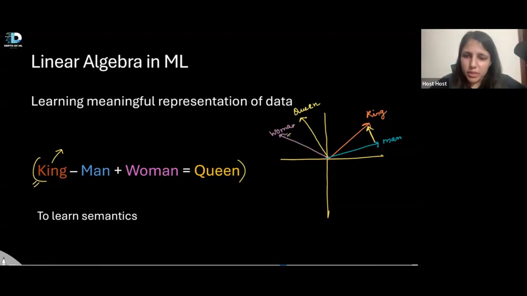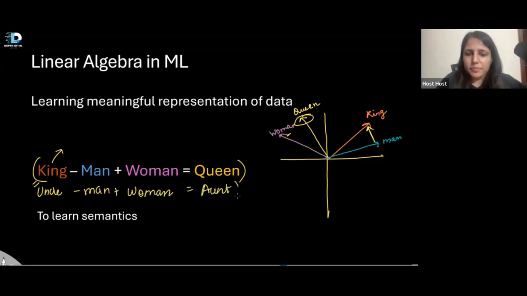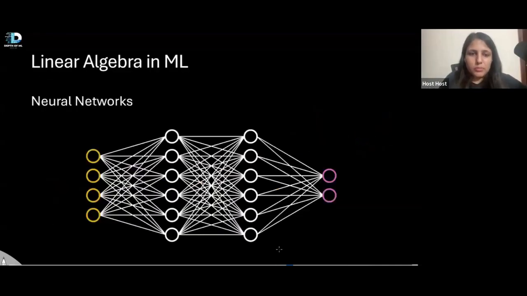So the difference between the vector representations for king and man, and when you add the woman vector to it, you actually get the queen vector. Or suppose instead of this, you have uncle minus man plus woman. You actually get an aunt vector, right? So in learning these useful representations and also visualizing them, we use linear algebra. So this is something that we'll be learning in the course itself.